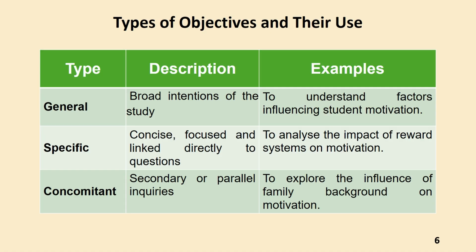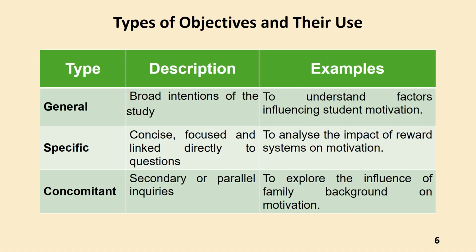For example, to analyze the impact of reward system on motivation. Now see, when you see the general objective here, it's very vague and very comprehensive, I would say. To understand factors influencing student motivation. Here factors are being discussed, but when we talk about specific objective, we become a little more pinpointed. We have concretized our factor more clearly: to analyze the impact of reward system on motivation. Now here motivation is directly related to reward system. This kind of objective is called specific objective.